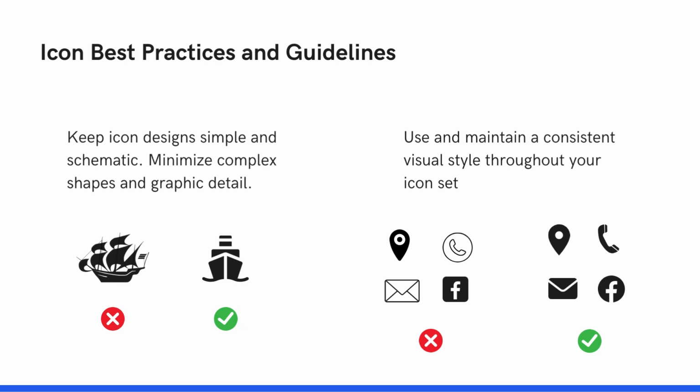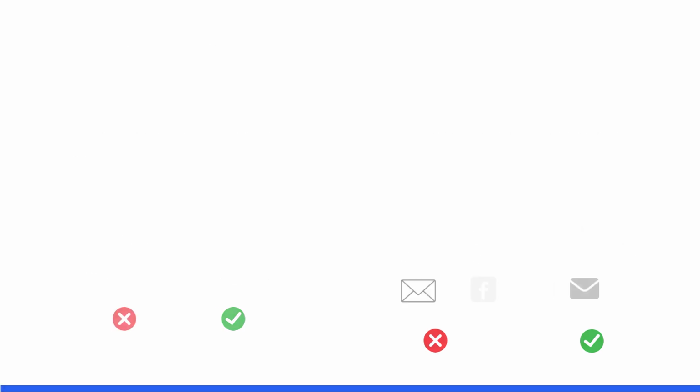Use and maintain a consistent visual style throughout the icon set. This one is very important. You should use a consistent visual style and color throughout your design, and if you use different styles, it's not professional at all and it really confuses the users.